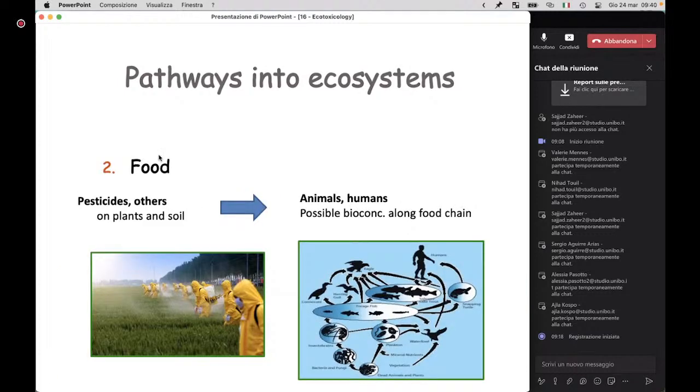Regarding food, as you may imagine, the most important source of contamination are pesticides, herbicides, and other kinds of additives that are used in order to improve cultivation and improve the yield of crops, okay? And of course, these can remain on plants, but also on soil, and then be absorbed by plants, okay? So it's a vicious circle. And of course, from food, the connection is immediate to animals and to humans, also including possible bioconcentration along the food chain, okay?